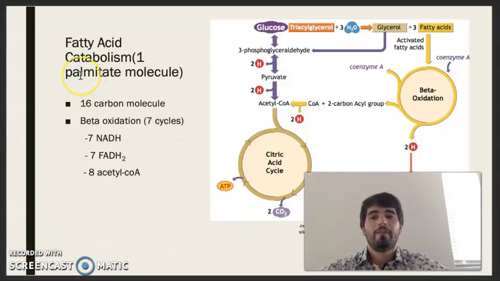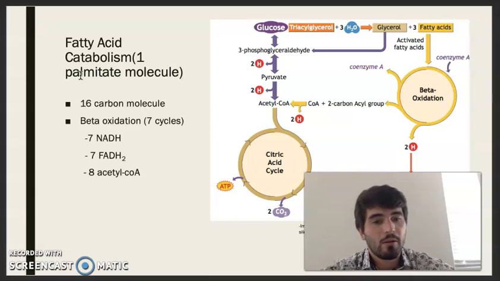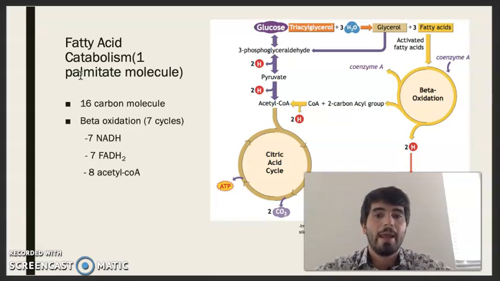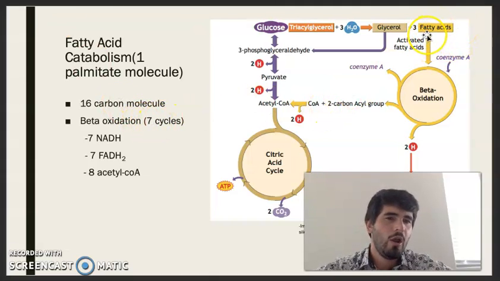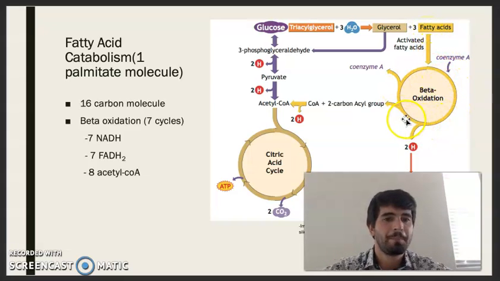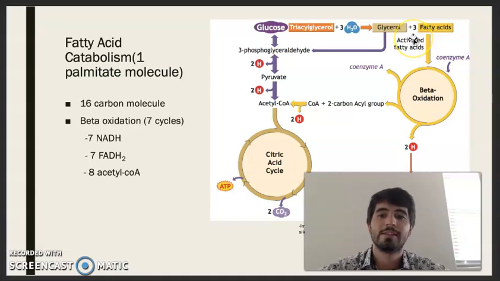Now for the fatty acid catabolism, the palmitate molecule is a much bigger molecule. It is a 16-carbon molecule. So we start about here. And instead of going to glycolysis, it goes into beta oxidation. What basically happens is that the 16-carbon molecule has to be broken down.